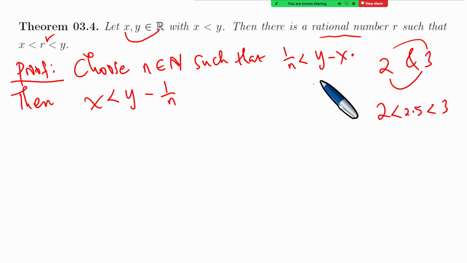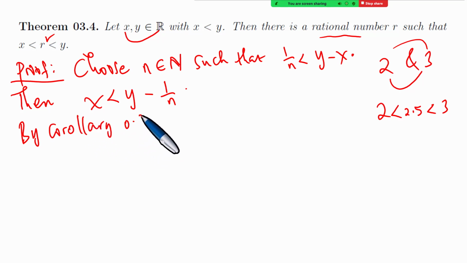So with this in mind, you can manipulate and move the x to one side and move the 1 over n to the other side, and this is what we are able to obtain, by corollary. Don't need to quite worry about the corollary, but we went through it, which is the one just proved now.